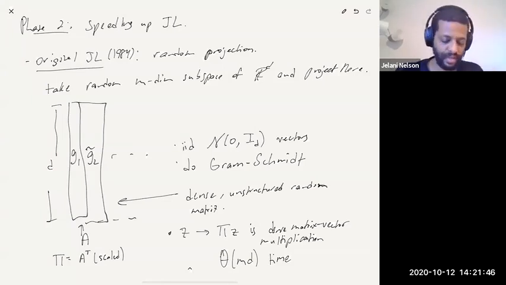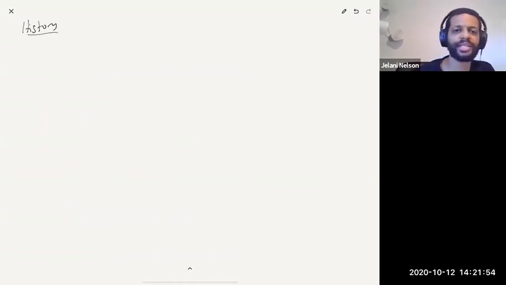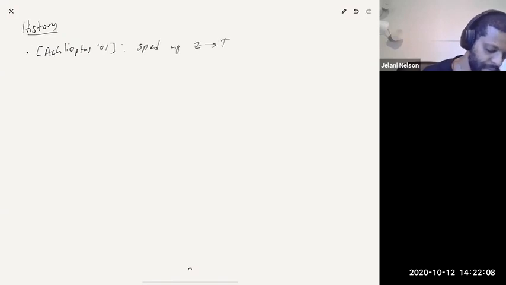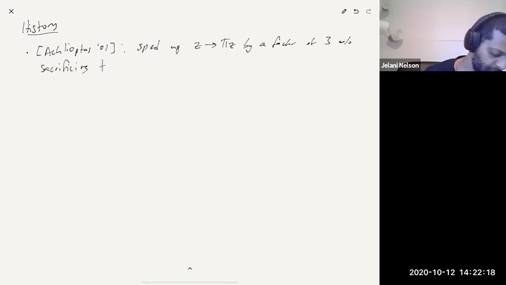So the history behind this: first there was Achlioptas, I want to say in 2001, who sped up the map Z gets mapped to pi Z by a factor of 3 without sacrificing the target dimension. So what do I mean by that? Pi is some matrix.